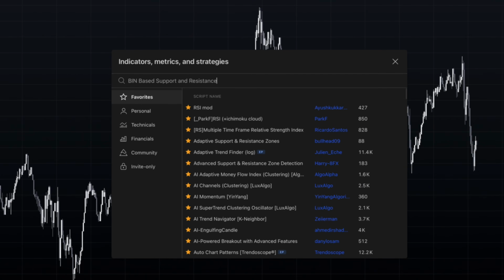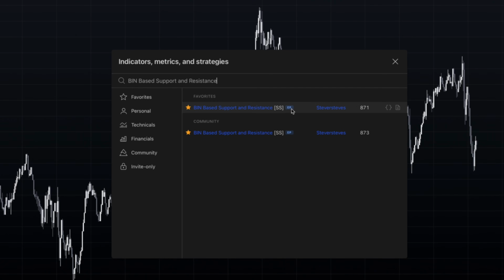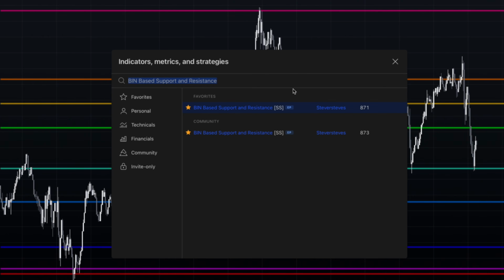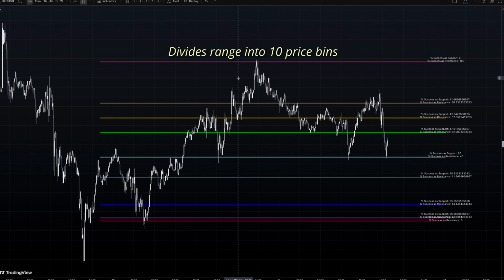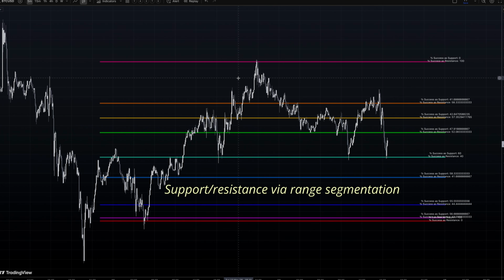Bin-based support and resistance, created by Steves, analyzes support and resistance through statistical binning methodology. It divides the price range between highest and lowest points into 10 equal bins, calculating average price within each bin to establish support and resistance zones.